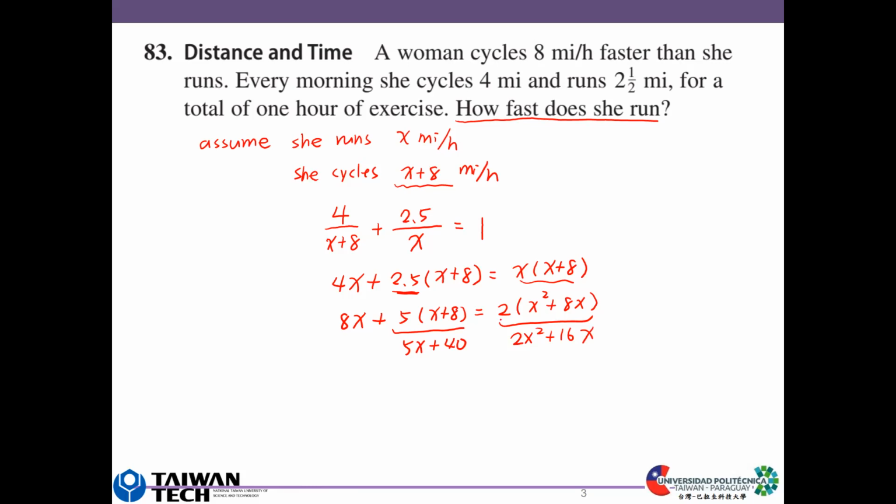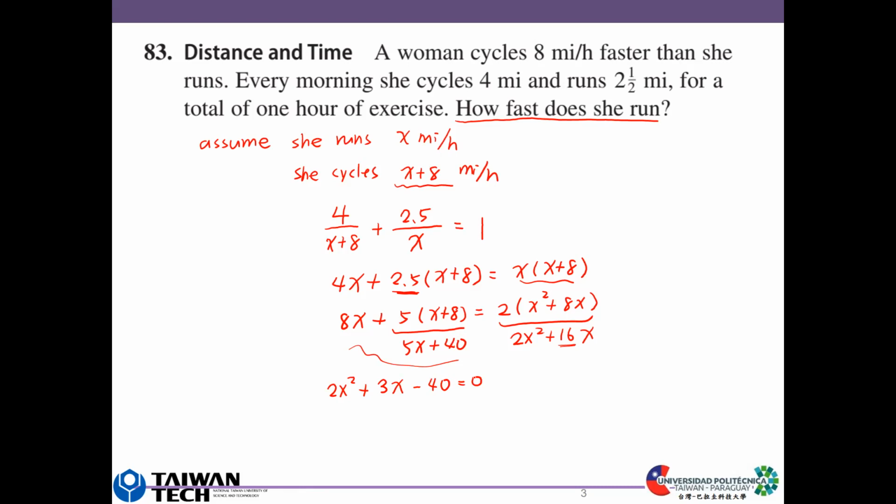Okay. So further, we could rearrange this equation. We try to move everything here to the right side. We have 2x squared plus 16 minus 8 is 8x, and then 8x and 5x is 13x. So 16x minus 13x is 3x. And then minus 40 equals 0. And then this is a quadratic equation.